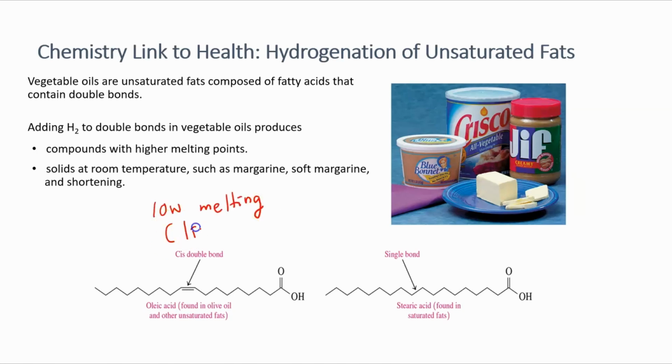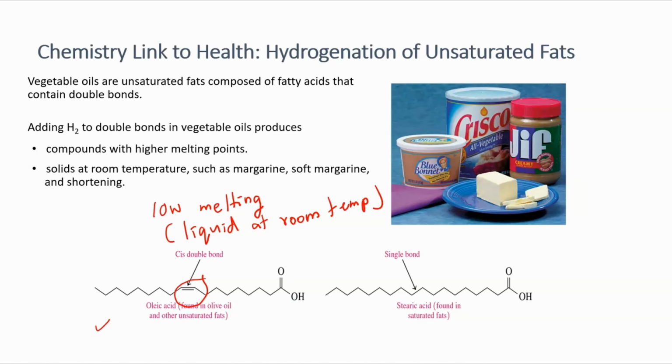They are liquids at room temperature, just like canola oil and olive oil. So they are liquid at room temperature, and those are unsaturated fats. Here you can see an example, oleic acid, which is found in olive oil. This oleic acid is a fatty acid containing a double bond. That's why we are calling them unsaturated, because they don't have the maximum number of hydrogen atoms on the carbon-carbon bond.